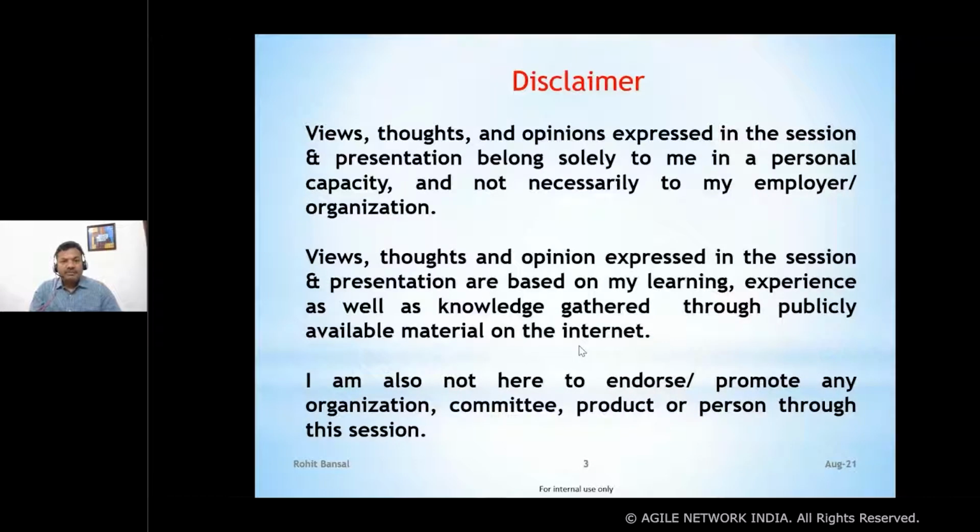Quick disclaimer: the views, thoughts, and opinions expressed in this session and presentation belong solely to me in a personal capacity and not necessarily to my employer and organization. Similarly, these are based on my learnings, experience, as well as knowledge gathered through publicly available material on the internet. I am also not here to endorse and promote any organization, committee, product, or person through this session.